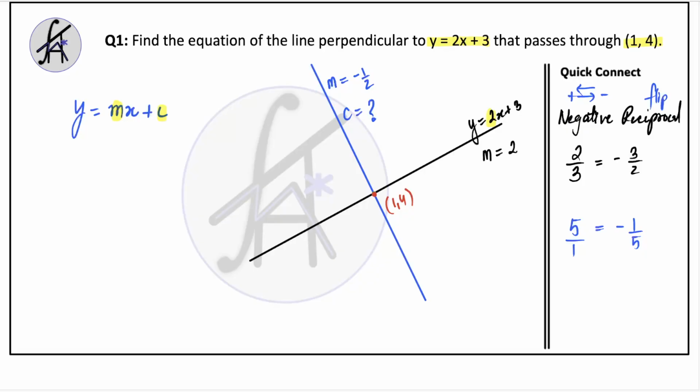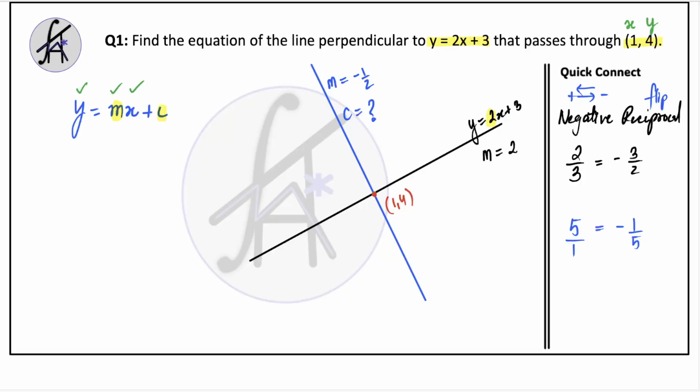So what we're going to do is substitute what we have in here. The coordinates of the point give the values of x and y, and we plug them in here. We know y is 4, m is -1/2, x is 1, and we have to find out the value of c. So let's plug in here.